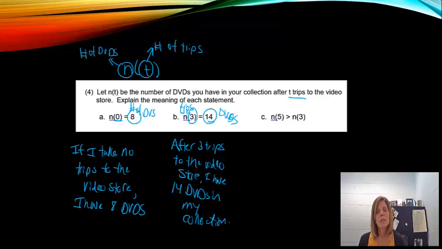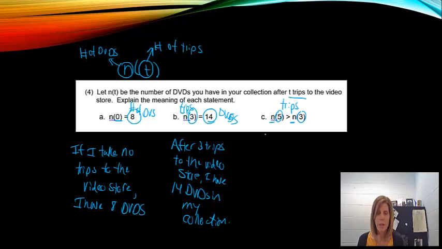All right, and then for part C, this says n of 5 is greater than n of 3. So this, remember the 5 and the 3 stand for the trips, and the n stands for the number of DVDs. So this basically is saying the number of DVDs after 5 trips is more than the number of DVDs after 3 trips.